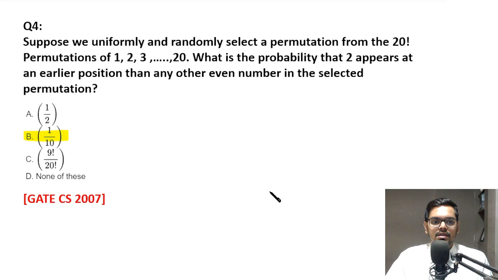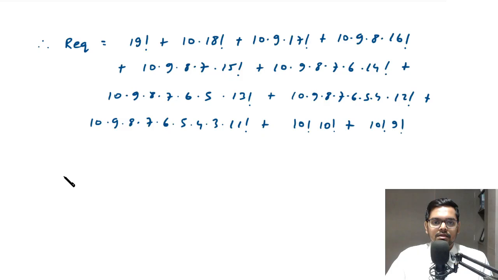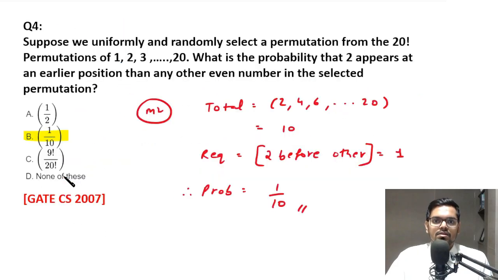If the options were such as we have solved, then well and good. The problem was, since we got a very big equation at the last, a lot of people in the books also are marking none of these. But that is wrong. If you simplify, you will get 1 by 10. So is there any other way to get the answer? Indeed. You can use a very simple logic, a trick.